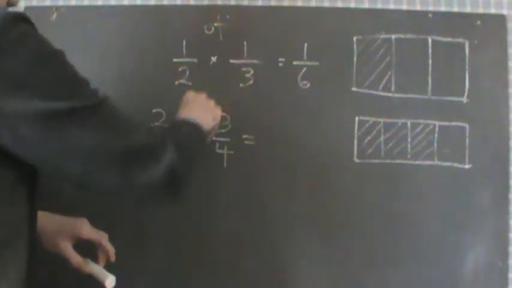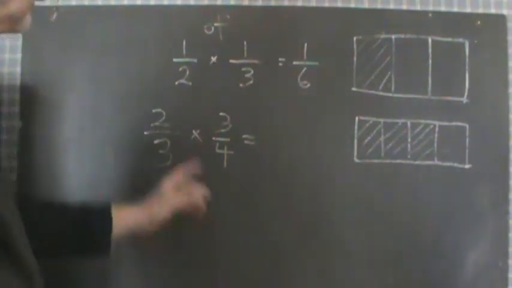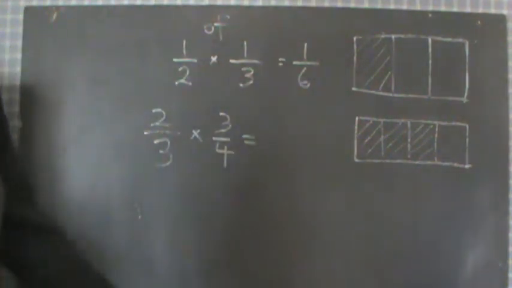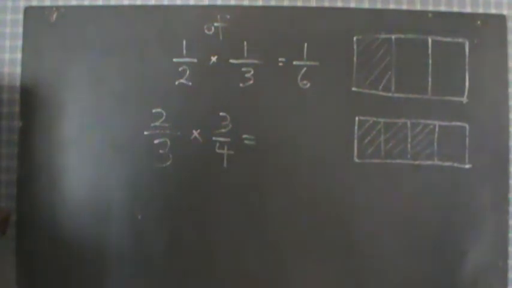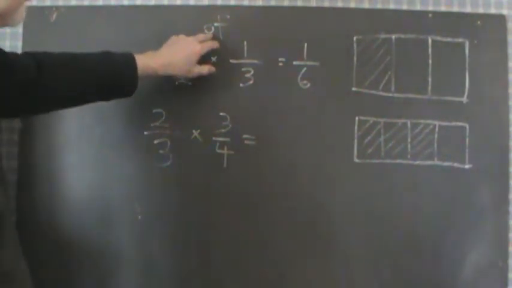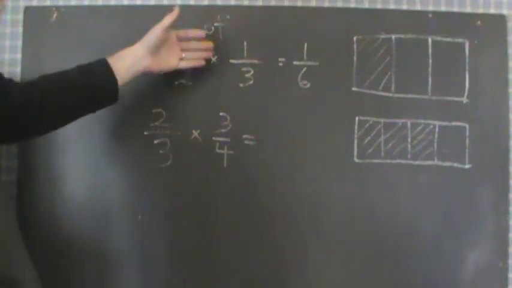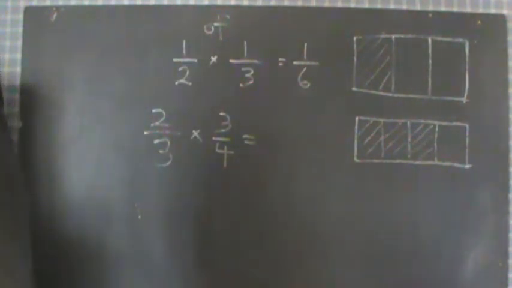Half times 1/3. You just multiply the tops together and you multiply the bottoms together. It's that simple. Often we use the word "of" rather than "times." I could say half of 1/3 is 1/6.